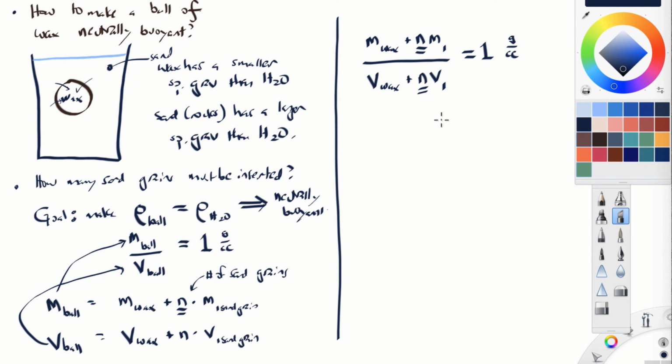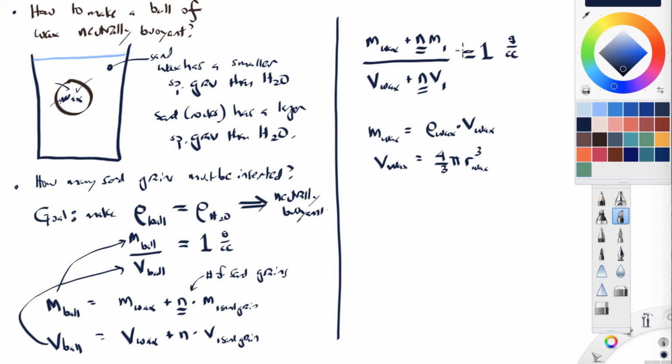Okay, well, what is the mass of the ball of wax? Well, the mass of the ball of wax is going to be equal to the density of the wax times the volume of your ball of wax. And what's the volume of the ball of wax? Well, if it's a ball, we could use the equation of a sphere. The volume of a sphere would be 4/3 pi times the radius of the wax ball cubed. You may or may not remember that formula, 4/3 pi r cubed. This is the volume of a sphere.